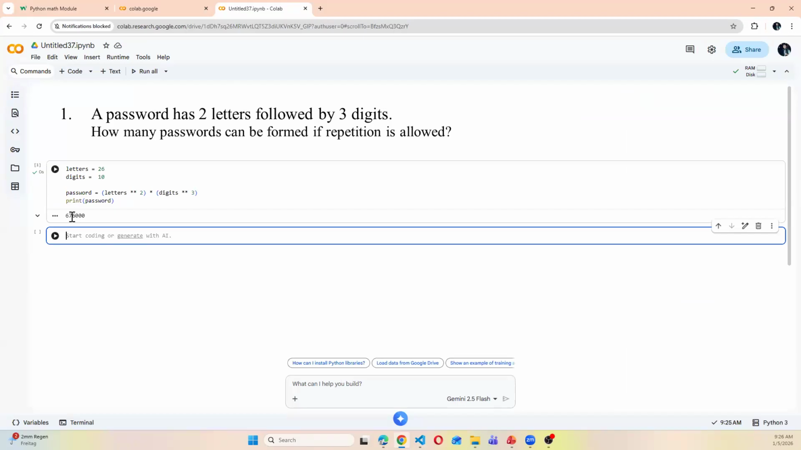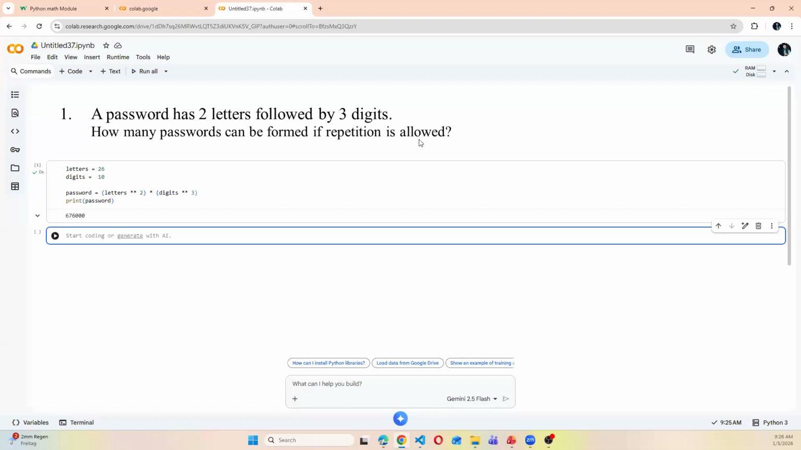Units, 10, 100, 1000, 10,000, so it's 6 lakh 76,000. Yeah, so you can have 6 lakh 76,000 ways. If you have 2 letters followed by 3 digits, you can have these.